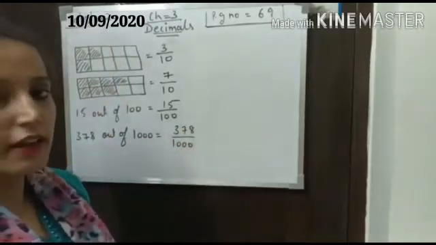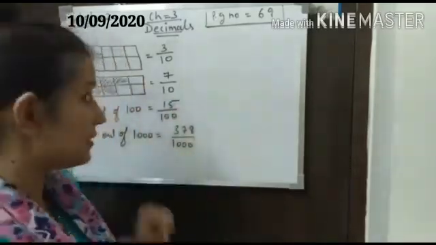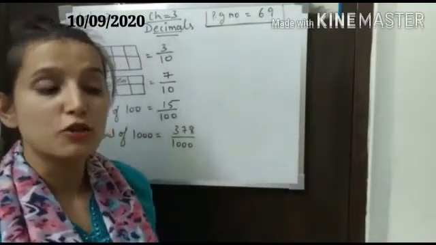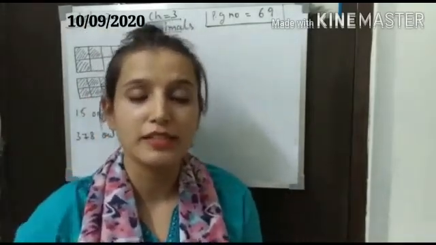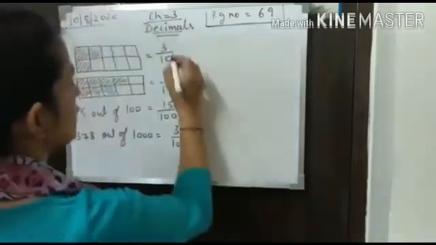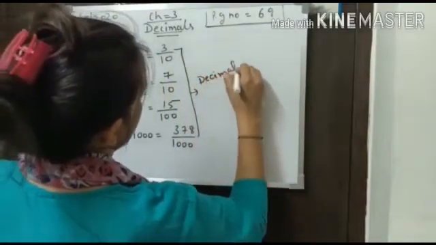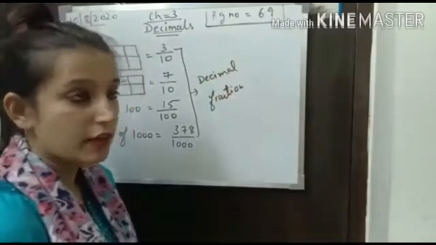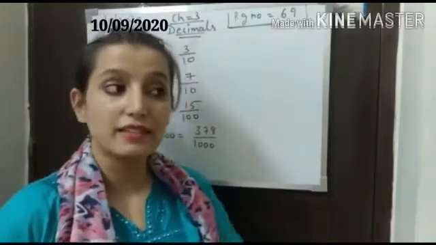So as you can see here, in these fractions something is unique. What is that? Their denominators are 10, 100 and 1000. So the fractions having 10, 100, 1000 in the denominator, those kinds of fractions are called decimal fractions. Okay, so these fractions can be represented in another form.